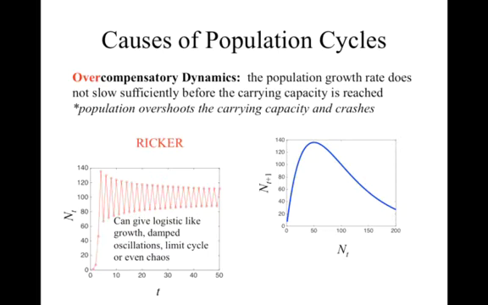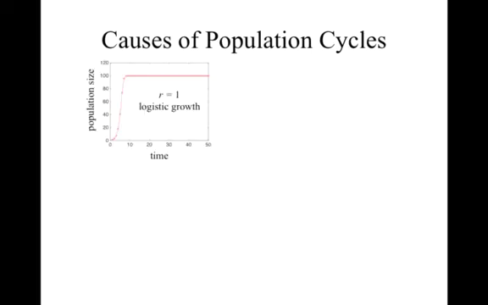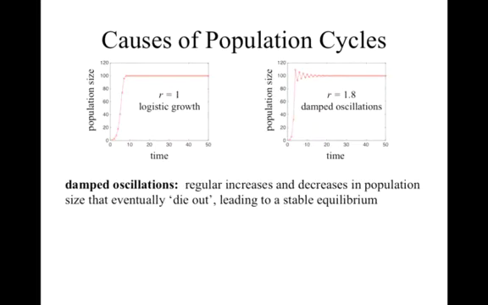When you use the Ricker equation, you can get something that looks like logistic growth, but you can also get all these crazy dynamics, things like damped oscillations, limit cycles, and even chaos. So here's the Ricker equation simulated with a fairly slow population growth rate, r equals 1. Because the population isn't growing too fast, it gives the growth rate a chance to slow down before you get to the carrying capacity. And so you get something that looks like logistic growth.